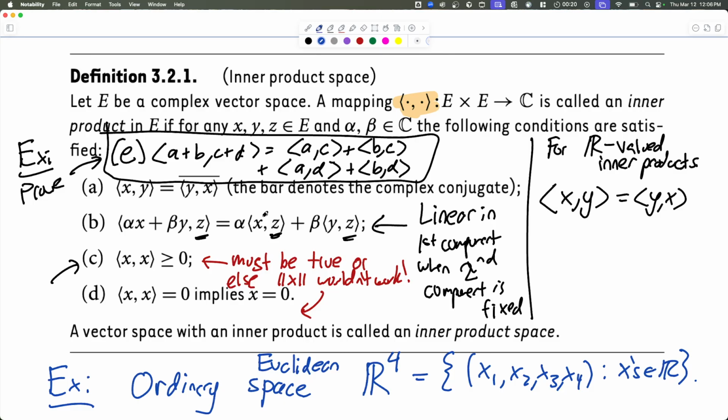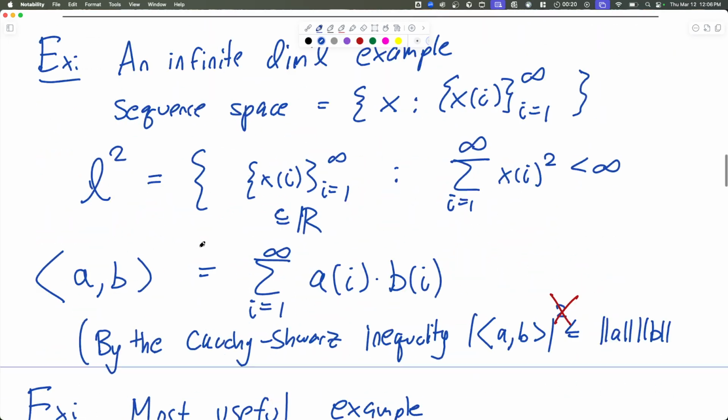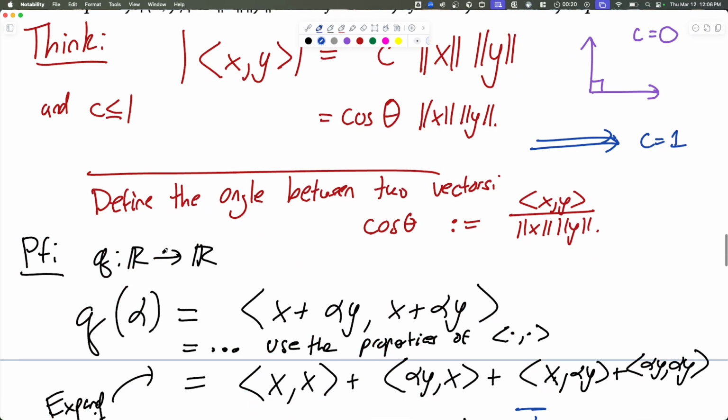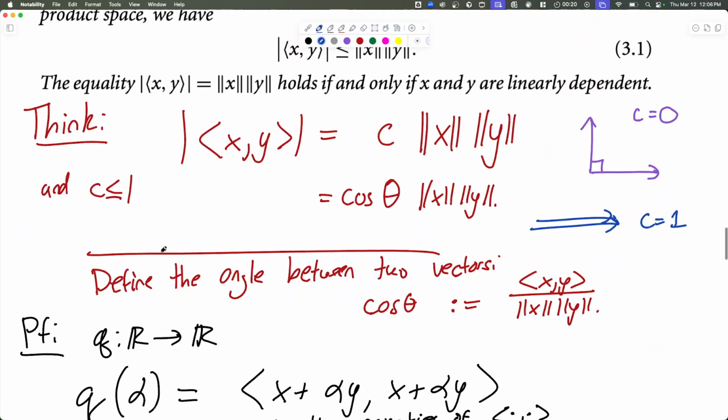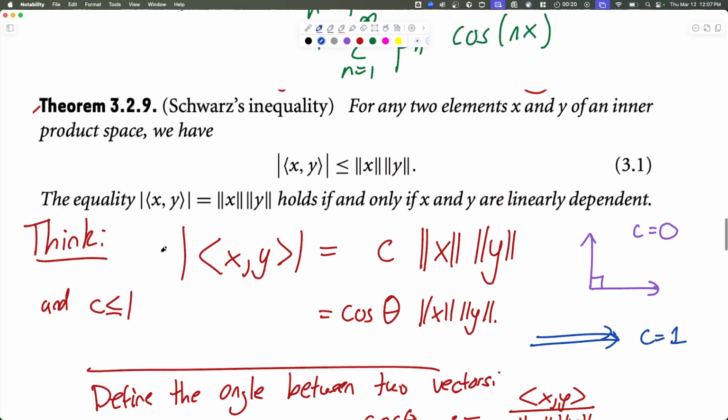So when you swap it, then you do condition A, and then you pull it out by condition B, but it comes out with a bar because there was a bar of it from condition A. Again, if you want the full proof, you should read the textbook. It's almost exactly the same, but let's do the proof only for R valued ones, so I don't have to worry about this.